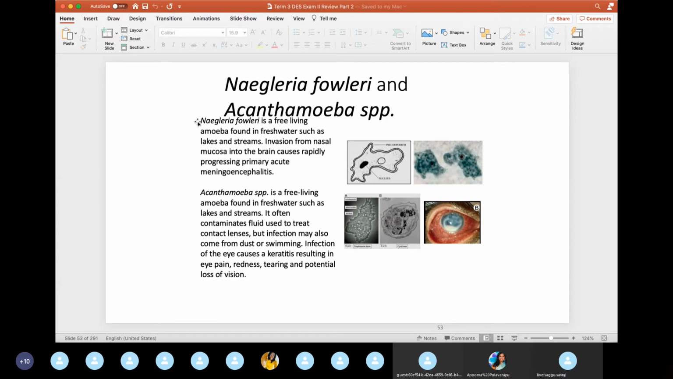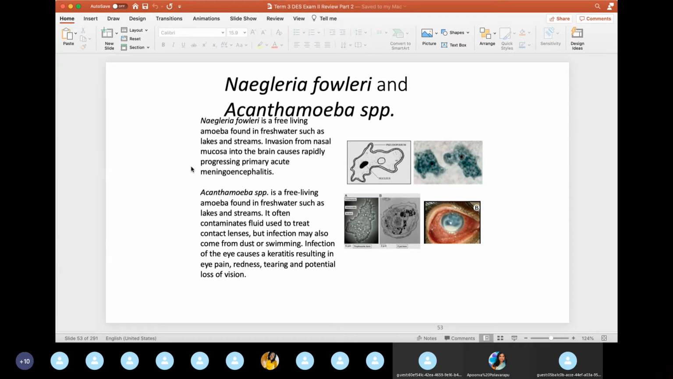Okay? How does it infect? Let's go back to term 2. How does it infect a human being? Where does it go through? The cribriform plate. Exactly. The brain. So cribriform plate and then through your brain. So Naegleria fowleri, where can we find this one? Freshwater, such as lakes and streams, right? How does it invade the brain? Via the cribriform plate. And then what's the disease? Primary amoebic meningoencephalitis. You have inflammation of both your brain and your meninges.